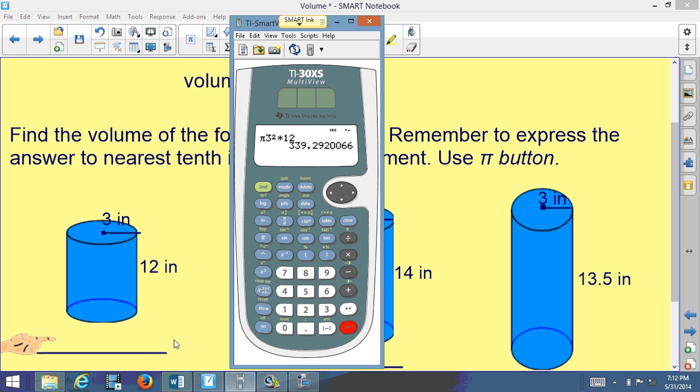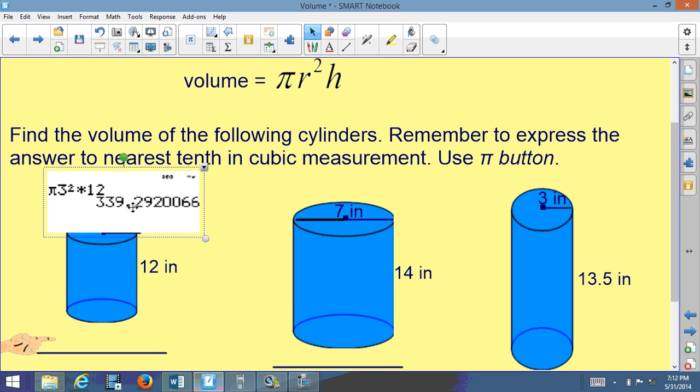So let's drag that over. So we look at the 2, because that's where the tenths place is. We go next door. If it's 5 or above, we would give the 2 a shove. If it's 4 or below, we would let everything go. So it is more than 5, so we're going to shove up the 2 by 1, and we'll get 339.3 cubic inches. So here's 2 more for you to try.